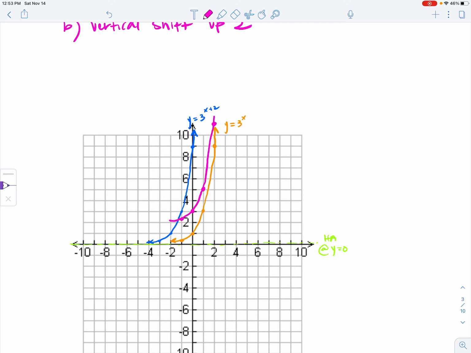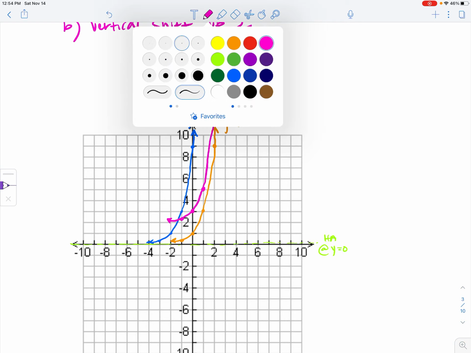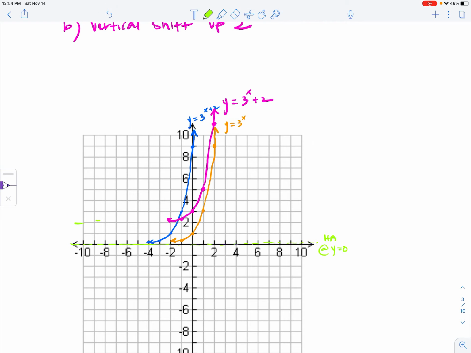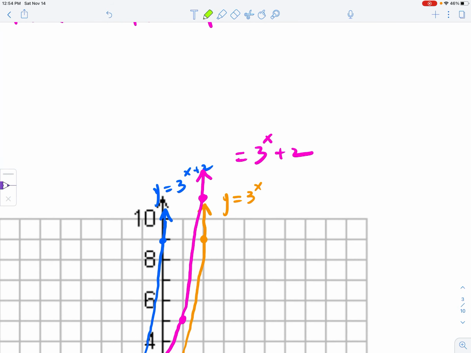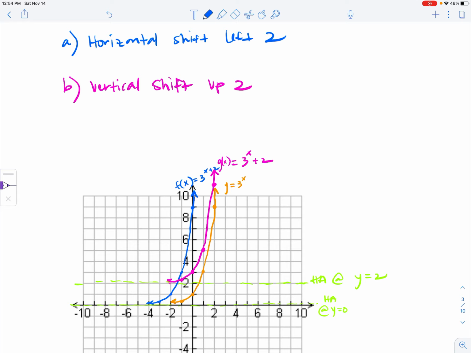I'm off the graph slightly. Now when we do the vertical shift, the horizontal asymptote also has to shift up 2 units. So the horizontal asymptote would actually be at y equals 2. Oh, that's not y. I should use their proper names. So pink was g of x, blue was f of x.